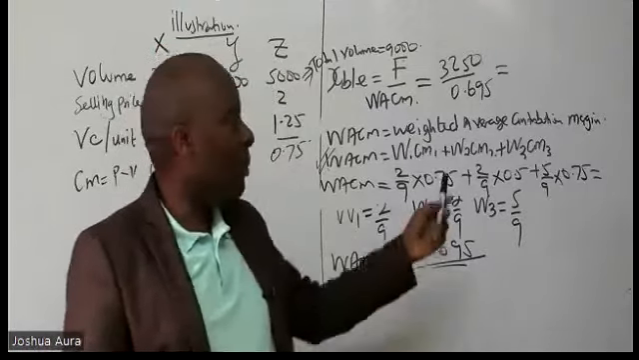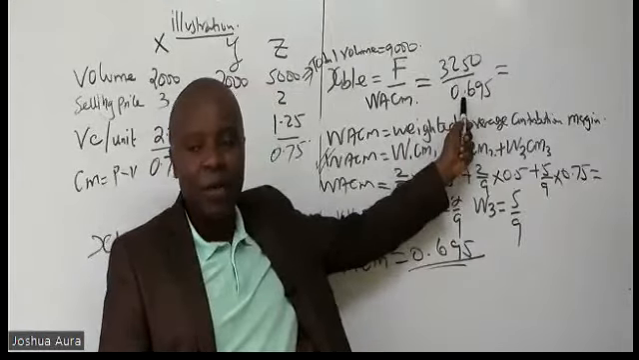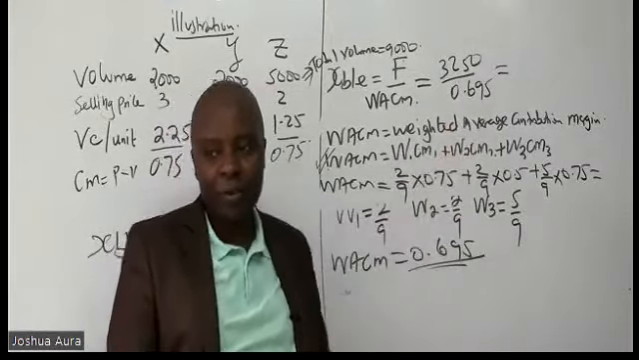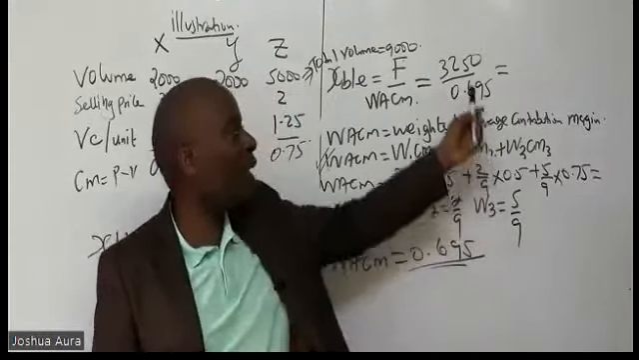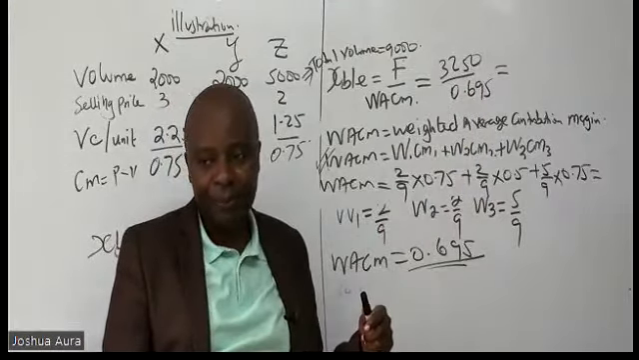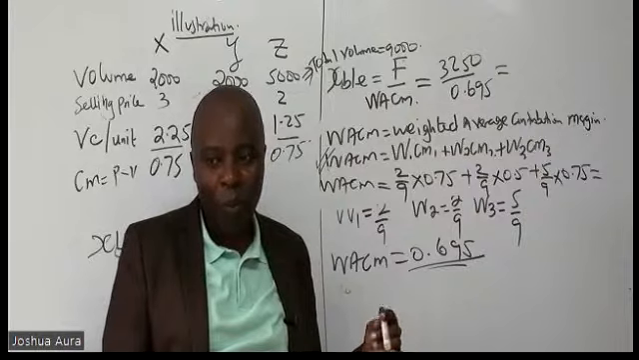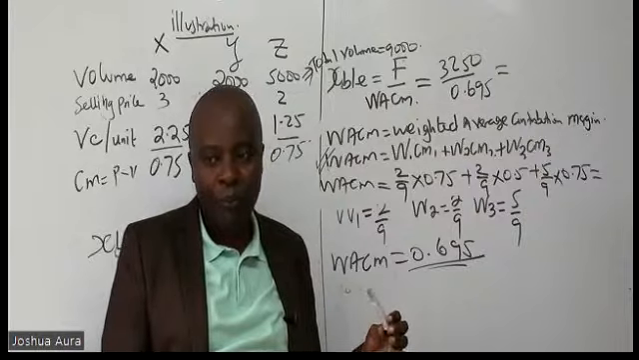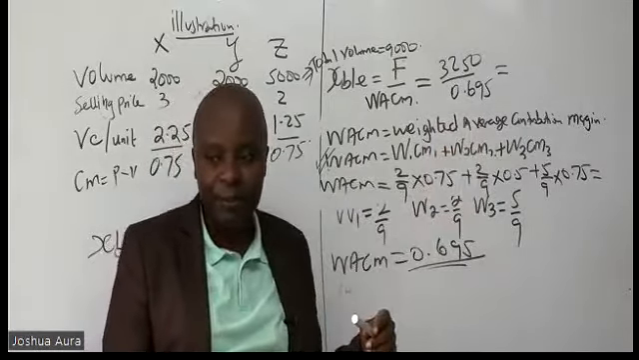Let's first of all agree about this figure. Were you getting this exact figure, 0.695? Yes. So when you take 3250 divided by this, what figure are we getting here? Somebody is saying 694, I don't know. The students who are using 0.695, when you divide, what figure are we getting?